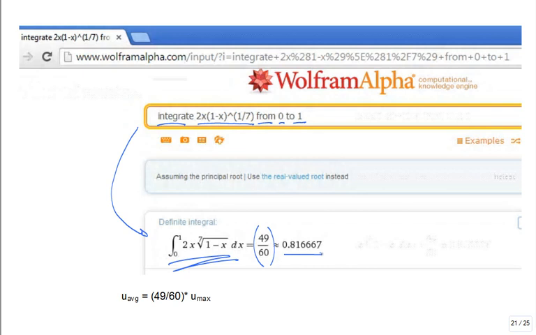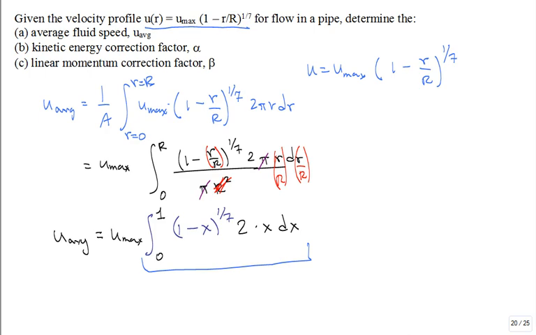So what do we interpret? We say, hey, U average is 82% of the maximum. True? We finished part A for that problem. You ready to move to part B, which is the kinetic energy correction factor? And then part C, the linear momentum correction factor? All right, bear with me, please. We'll go ahead and do it.